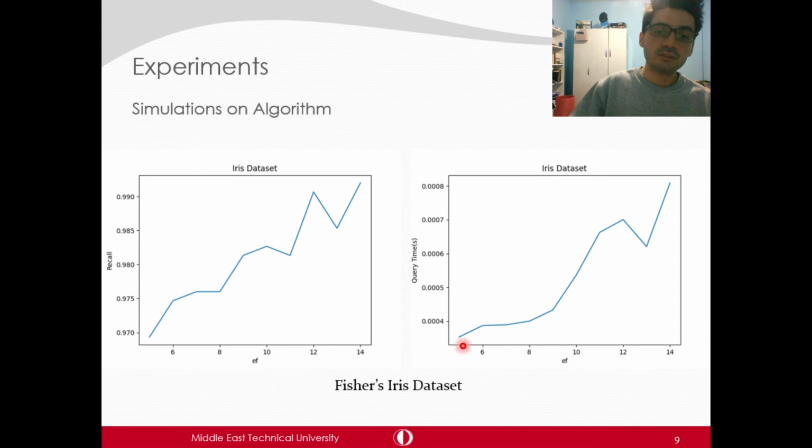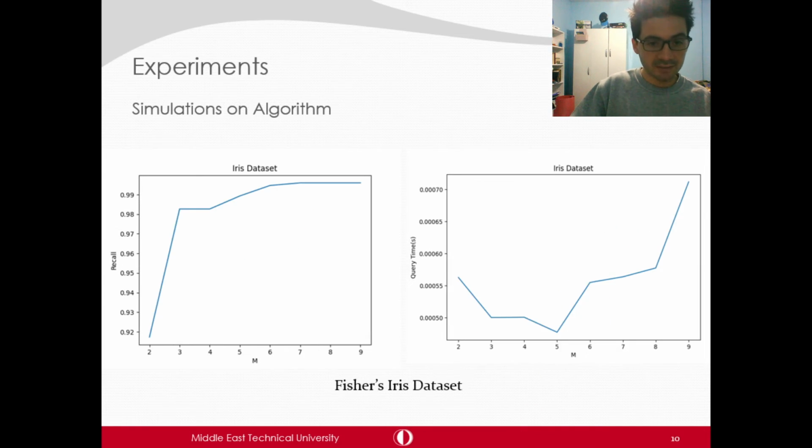But it also increases the query time, because you are making more comparisons during your search. Let's move on. Here we are changing the M value. As you can see, the benefits of the M value saturate after some point, because you have enough connections to navigate your graph sufficiently. So in the iris dataset, the required M value is like 5, but it will increase as we move on to more complex datasets.